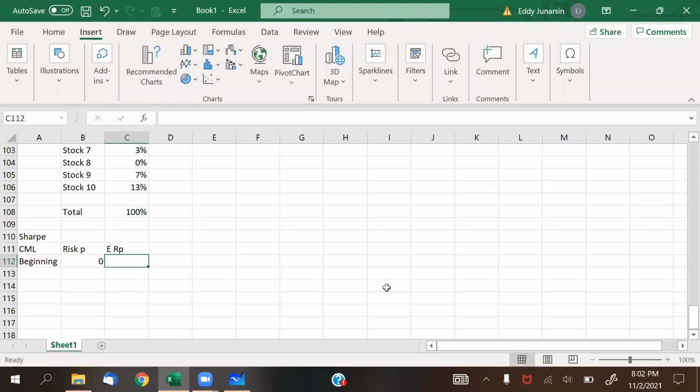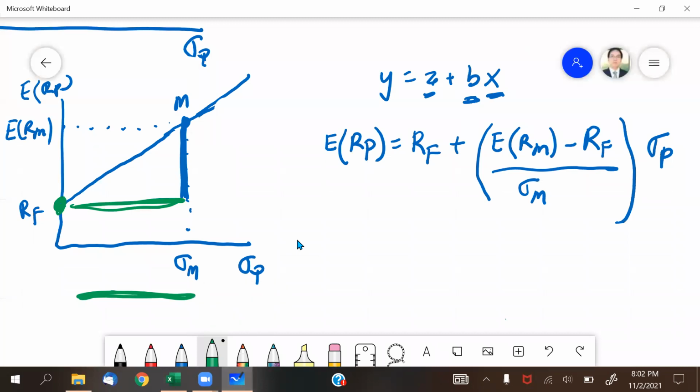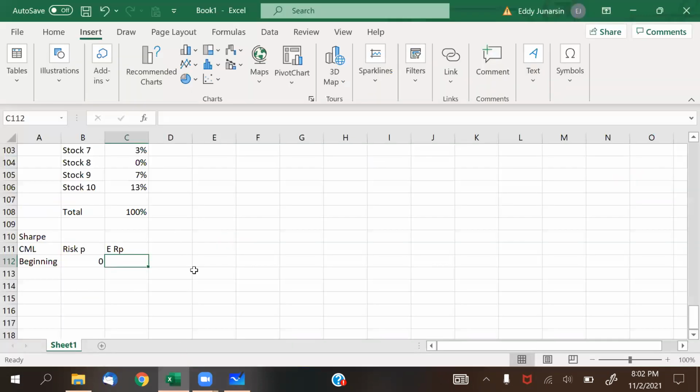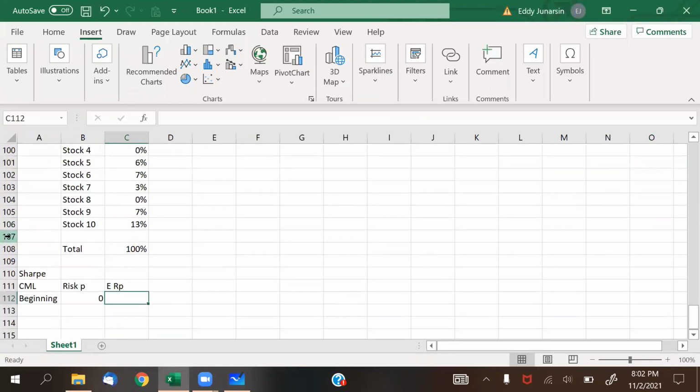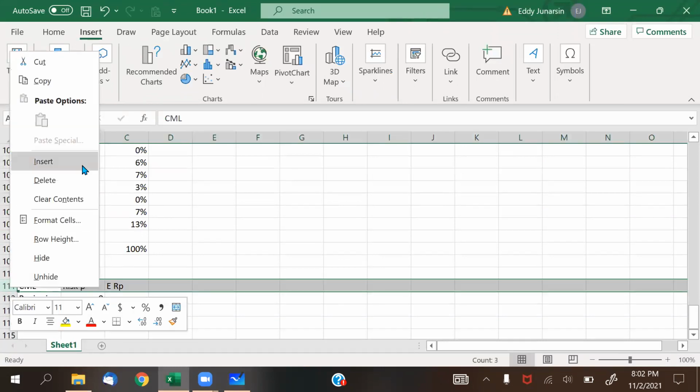Right? And what would be the expected return? Expected return on the risk-free asset would be here. The risk-free rate itself, right? So have we named it? Maybe not yet. We have not determined the RF. Okay, let's do it now.